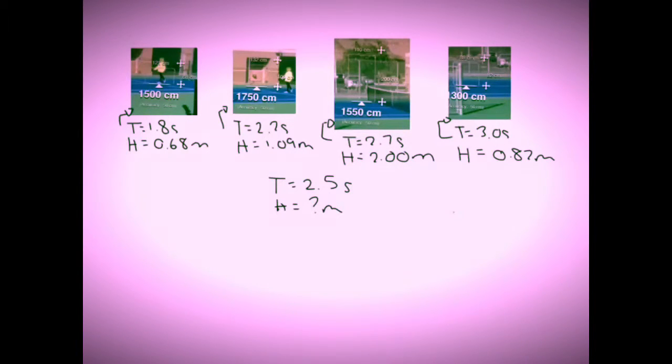The data points that we are using to create the parabola are time equals 1.8 seconds when height equals 0.68 meters, time equals 2.2 seconds when height equals 1.09 meters, time equals 2.7 seconds when height equals 2 meters, and time equals 3 seconds when height equals 0.87 meters.